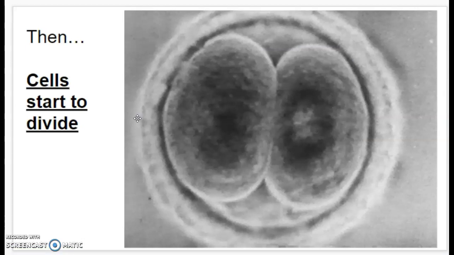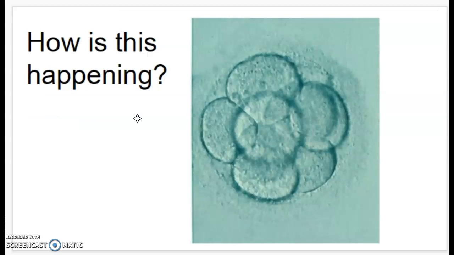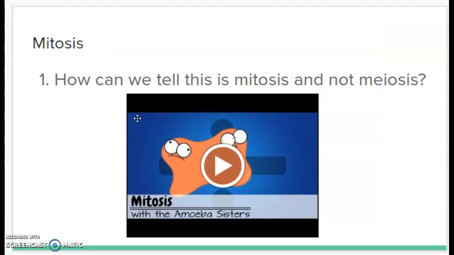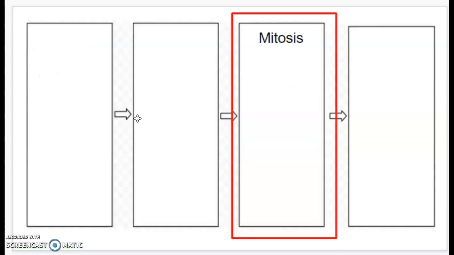Okay, so one cell becomes 2, and then 2 becomes 4, and 4 becomes 8, and so on and so on. So how is this happening? Well, this happens because of a process called mitosis. Now, mitosis is also known as asexual reproduction, but humans have to do mitosis as well. So you don't want all of your different body cells to have different DNA. They have all the same exact DNA, and you want them to be genetically identical. Okay? So our next process on our note sheet will be mitosis.